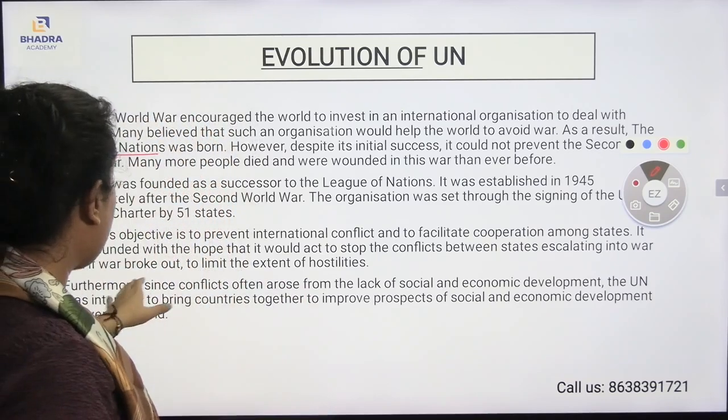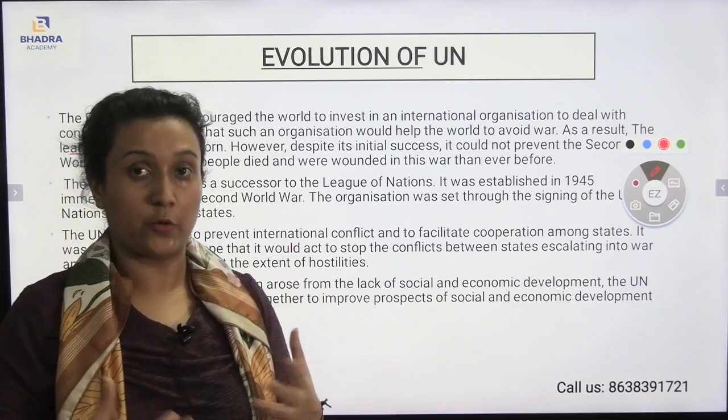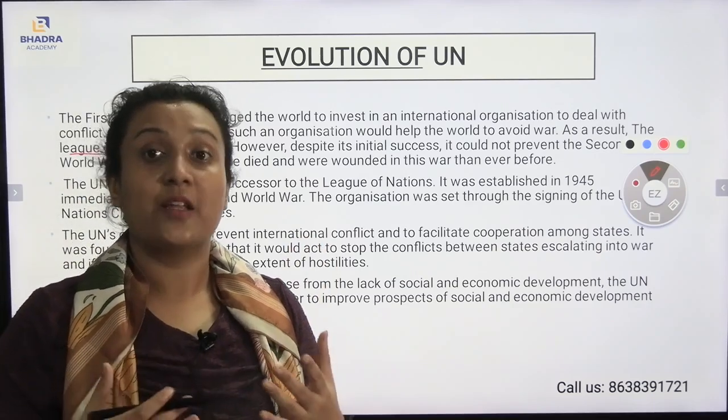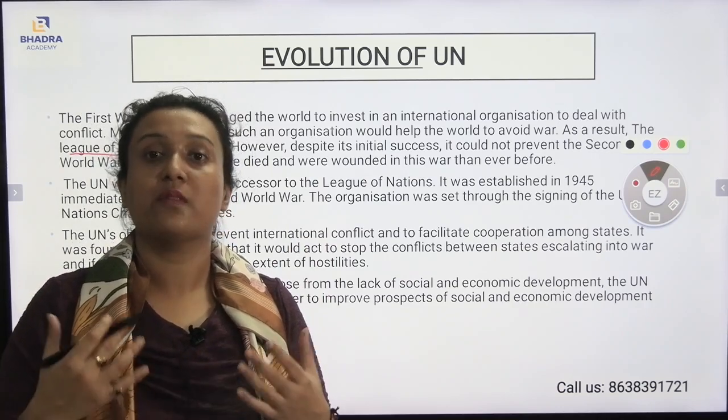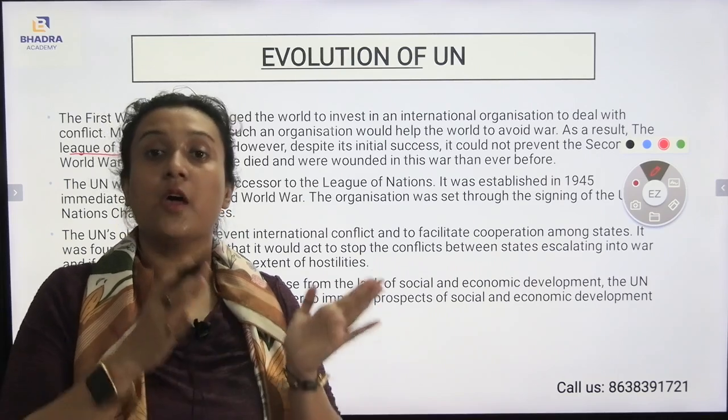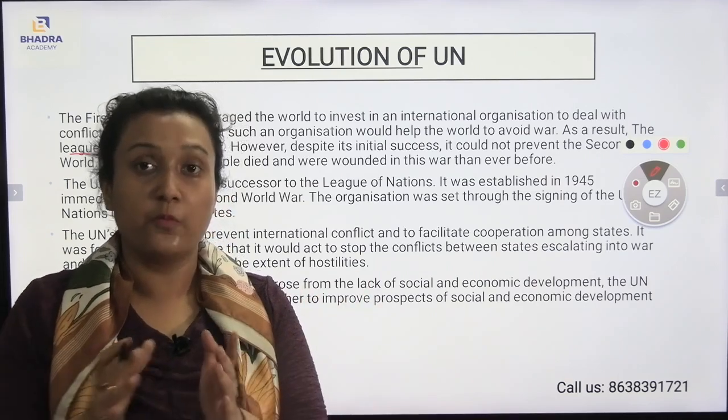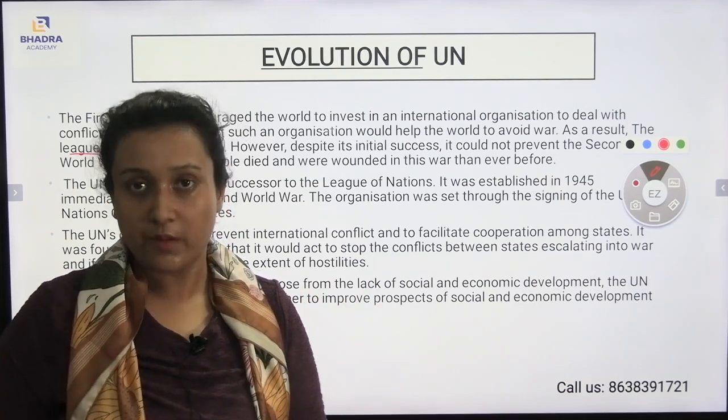Also, on the other hand, if war broke out, then there will be a lesser extent of hostilities, which means the hostilities will be reduced if the United Nations takes part to maintain cooperation and peace among the member states.